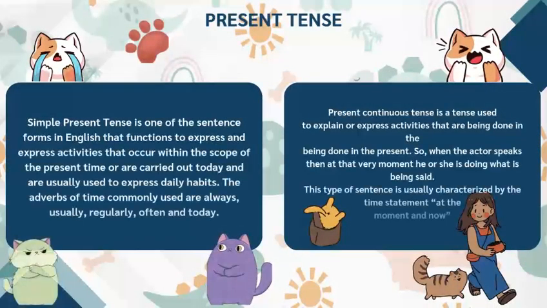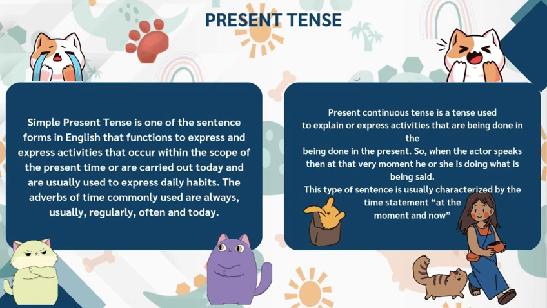Simple present tense is one of the sentence forms in English that functions to express activities that occur within the scope of the present time or are carried out today, and is usually used to express daily habits. The adverbs of time commonly used are always, usually, regularly, often, and today.